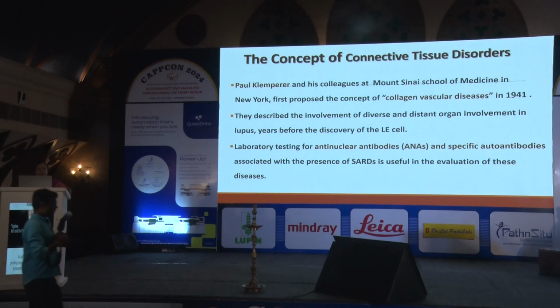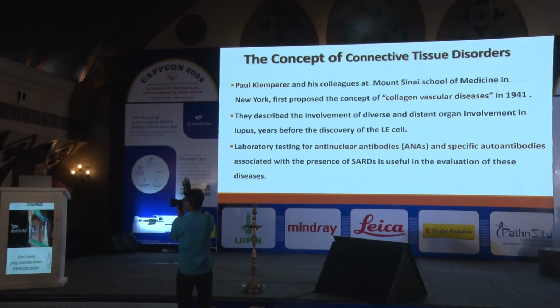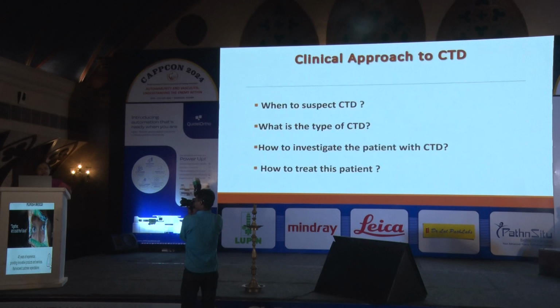So as it became apparent that collagen is but one component of connective tissue, the term connective tissue disease gained widespread acceptance and persists till date. So the laboratory testing for the anti-nuclear antibodies and the specific autoantibodies associated with the presence of the systemic autoimmune rheumatic diseases is useful in the evaluation of these diseases.